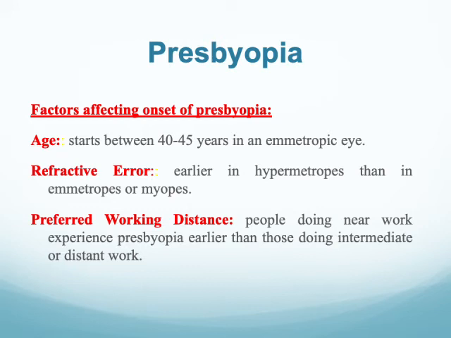So the factors affecting the onset of presbyopia include age, refractive error, and the preferred working distance. And currently people become more and more aware of their presbyopia. And why? It's because of mobile and cellular phones. Everyone is looking at his mobile phone, and after the age of 40 or 45, recognizes that he cannot read his mobile text very well, and that's why they seek treatment and go to the doctors complaining of near vision defect.